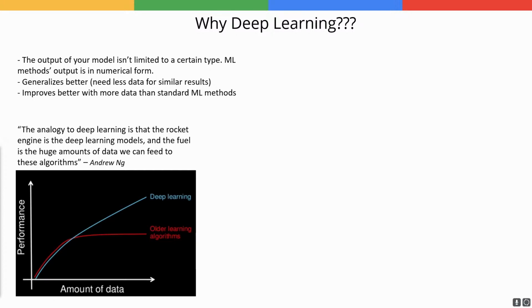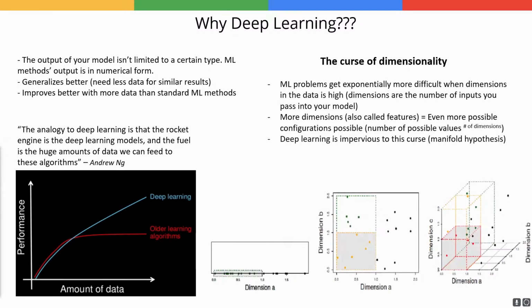Another major reason for choosing deep learning is because of the so-called curse of dimensionality. So dimensions, which you will most commonly hear in the field as features, are basically the number of inputs you pass into your model. For example, if you have an AI that classifies which dog breed you're most compatible with, and that AI has 3 dimensions, those 3 dimensions could be your gender, your age, and your height.